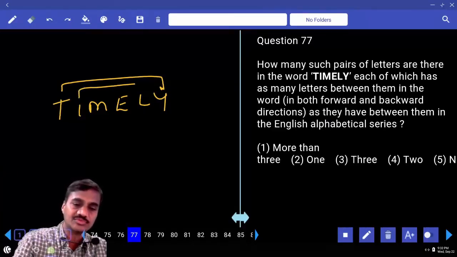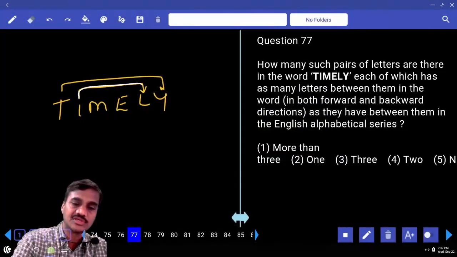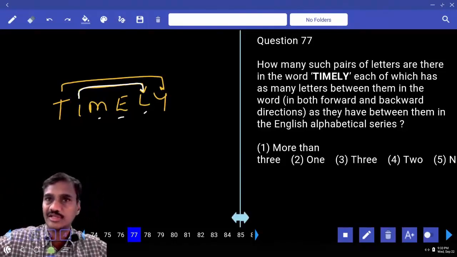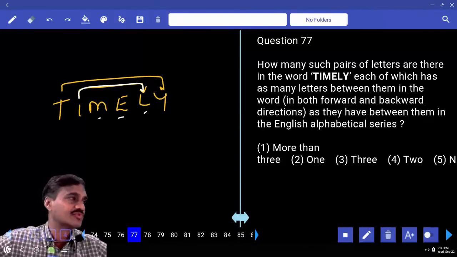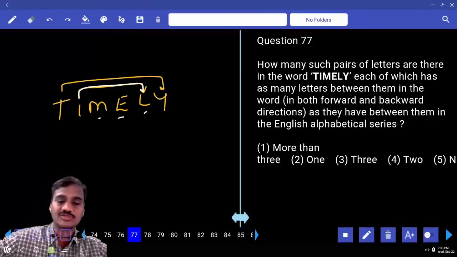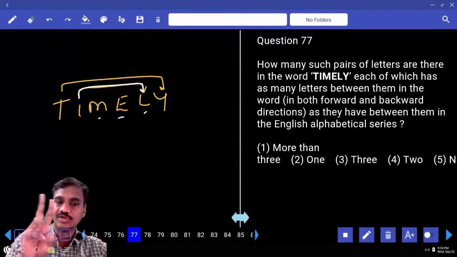Next one I, J, K, L. Now here, if you observe, I and L. In between I and L, how many letters are there? J, K, L is matching. Hence between I and L there are 2 letters in this word, and in the English alphabet also, between I and L there are only 2 letters. Next one M, N, O, P, E, F, G, L, M. Left to right there are only 2 such pairs.